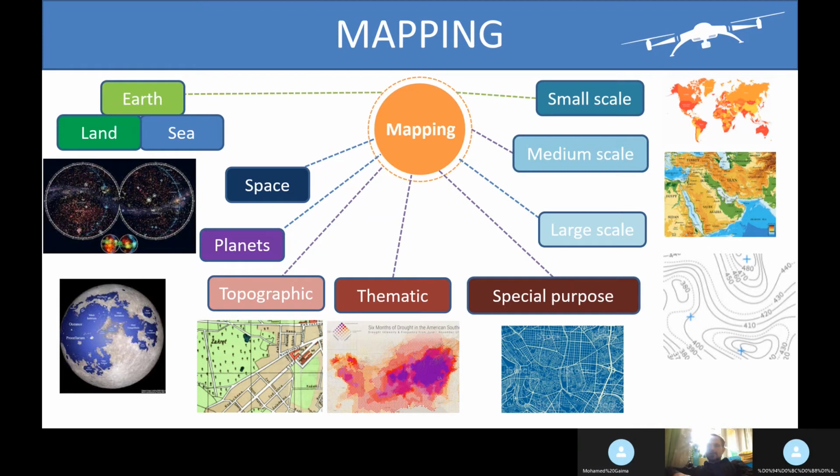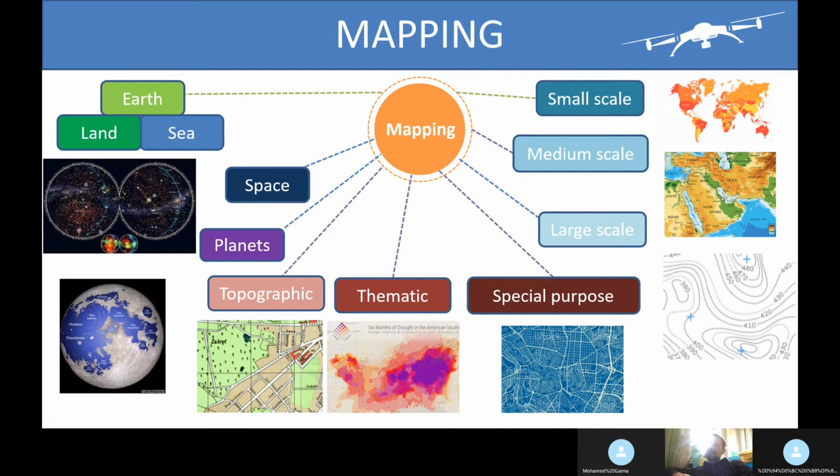particular subjects, however, these maps may give much more understanding of every particular subject. Here you can see the name of the map, the 6 months of drought in the American South.